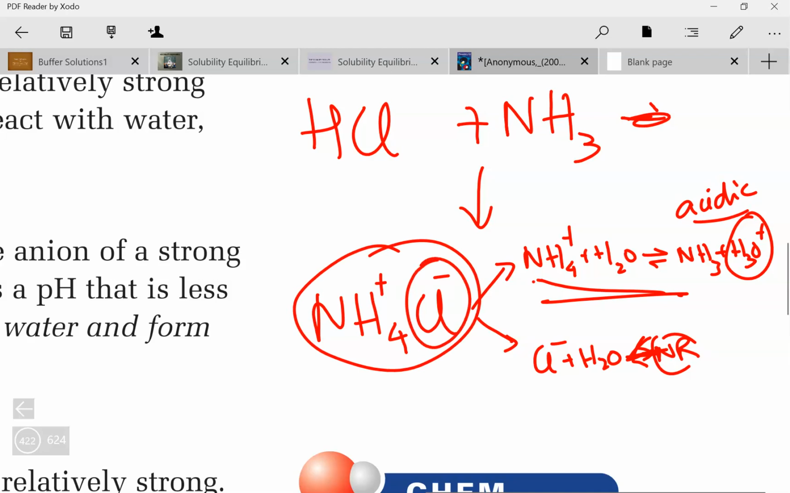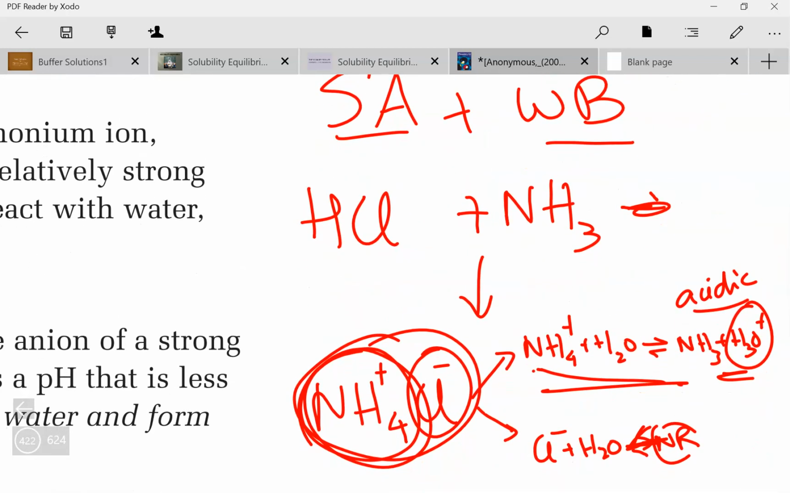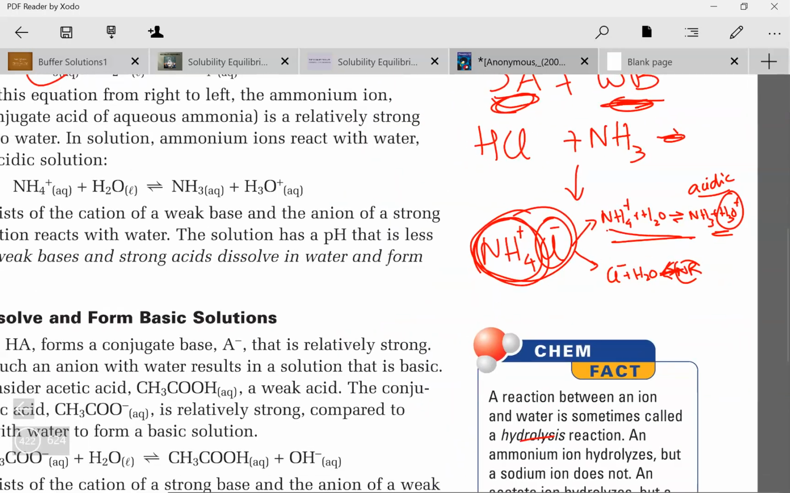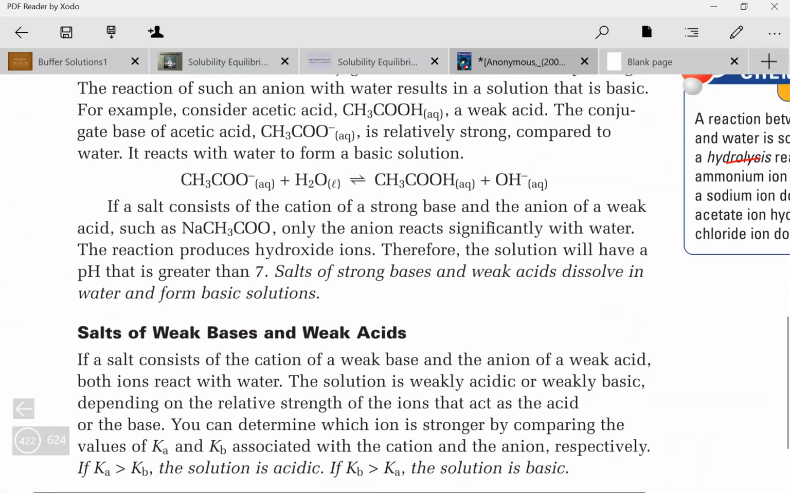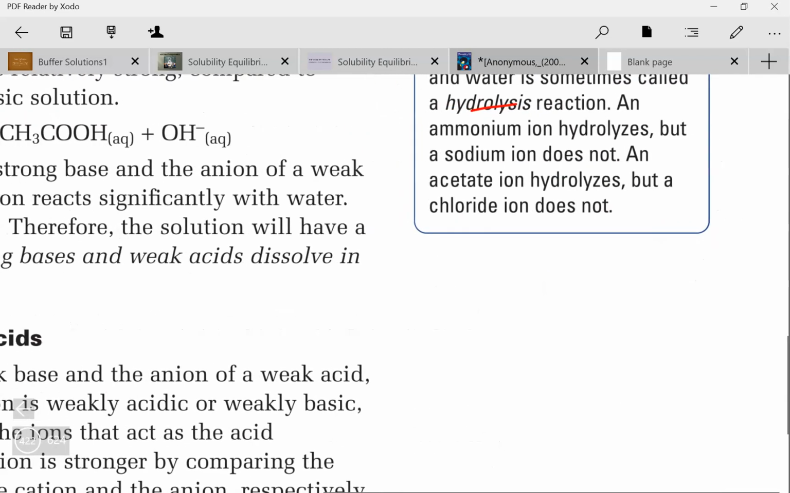Because the Cl minus doesn't contribute, NH4 plus does contribute to solution and it generates an acid. So this is what creates the acidic part from a strong acid and a weak base titration, or a neutralization reaction. And similarly, the exact opposite is true of a basic solution. I don't really have a place to write this, so I'm going to write this down here. A strong base plus a weak acid.